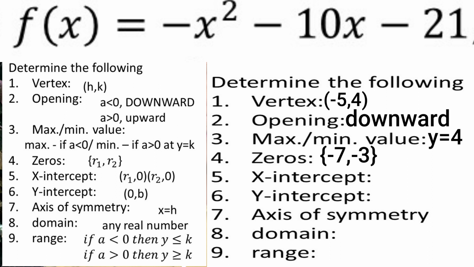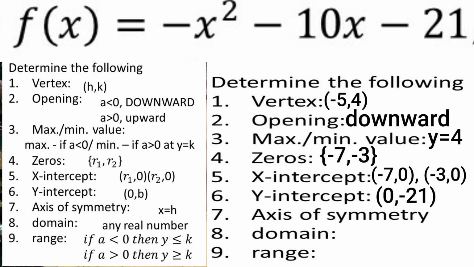Now let's identify the x-intercept by using our zeros and making it an ordered pair. So we will be having (negative 7, 0) and (negative 3, 0). Now let's have the y-intercept of the given quadratic function. Just need to substitute 0 for x. In this case, f of 0 is equal to negative 21. The y-intercept is (0, negative 21).